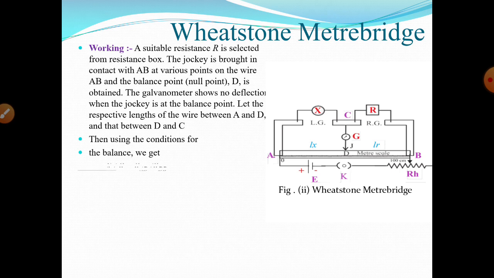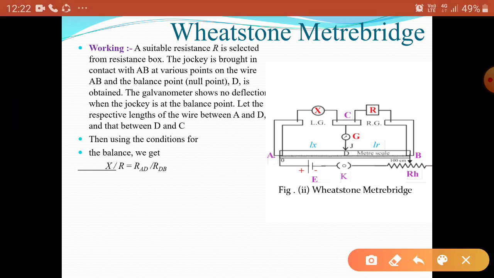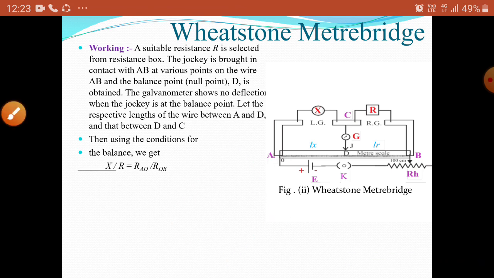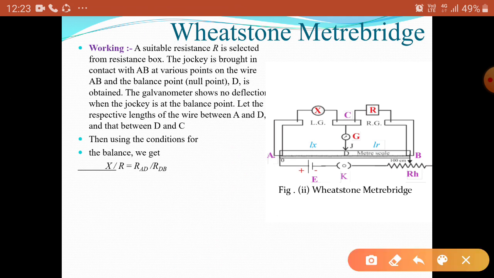By using the balancing condition, we get X upon R is equal to... See here, if we trace the balancing network in this way, only for our consideration, this is our resistor P, this is resistor Q, this is resistor R, and this is resistor S. For our convenience, in the Wheatstone's network, this is how we can relate the equation. Like that we apply the balancing condition for this meter bridge.